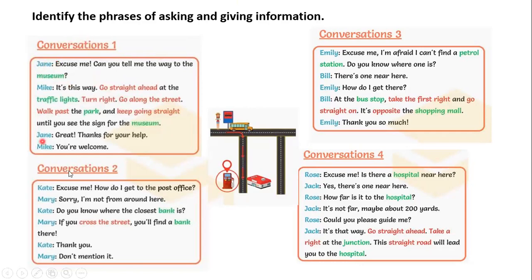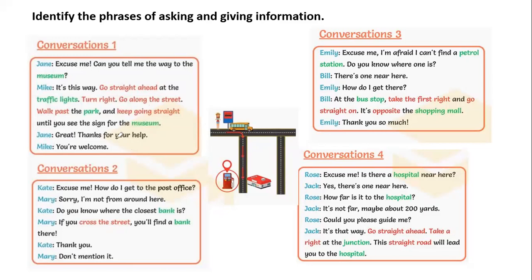Here, if you just look at this conversation one, who are the people here? It's a dialogue between Jane and Mike. First read conversation one and try to identify what phrases are used. First you do and then we'll all do. Okay, so let's start with the first one.